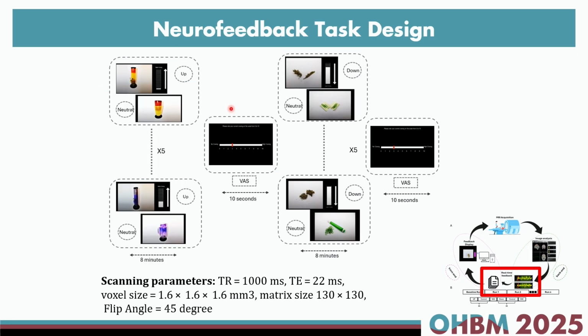And again, as you can see here, there's going to be a bar on the side of that image that they see during regulation phases, so they can see how successfully they could up or down regulate their brain activity. And of course, that subjective craving questionnaire, or FAST questionnaire.